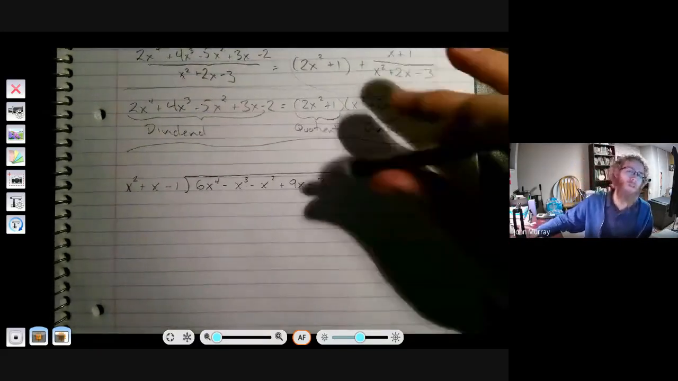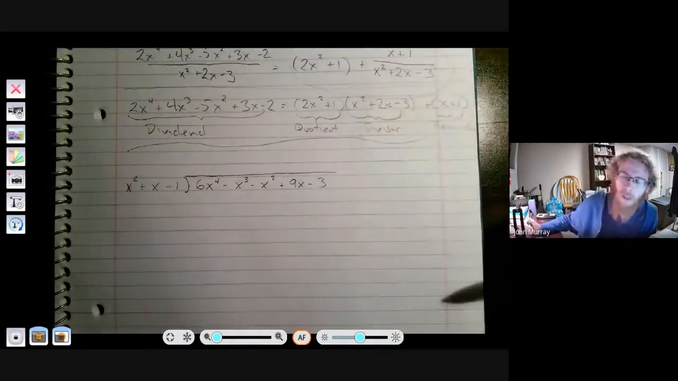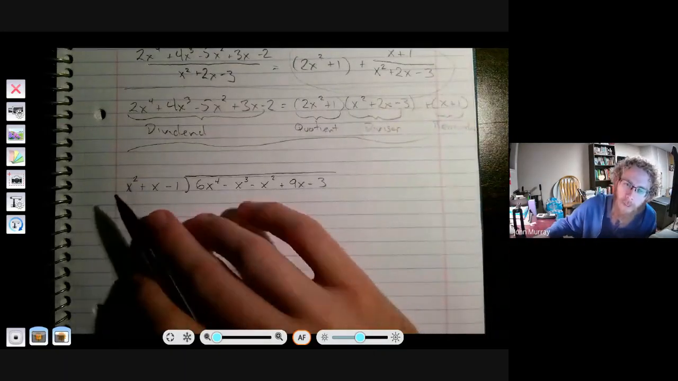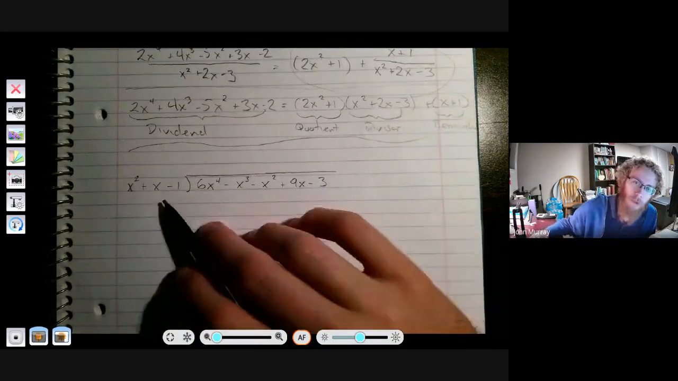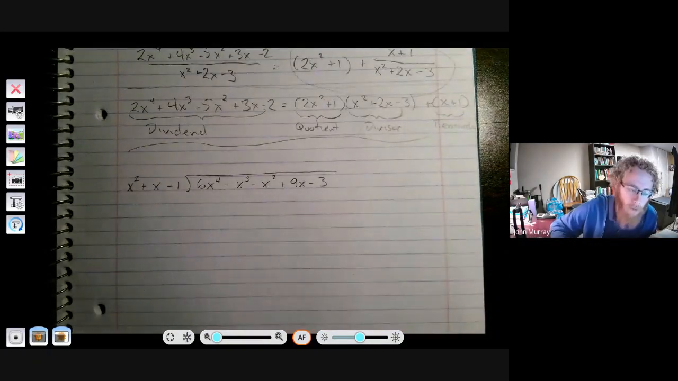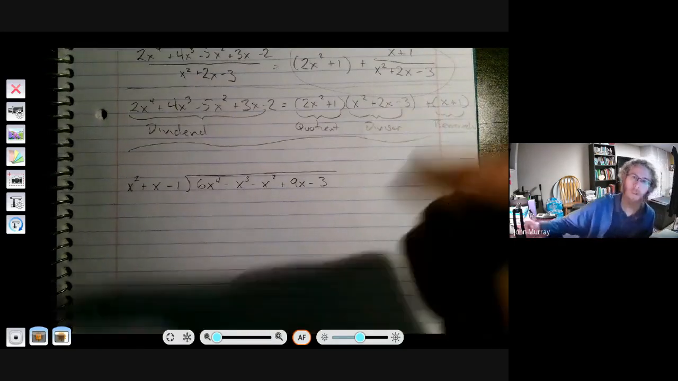Okay, so here was the problem you had for homework last night. You were supposed to divide this quadratic into your fourth degree polynomial here. So just a word of caution, something that you guys should be aware of.